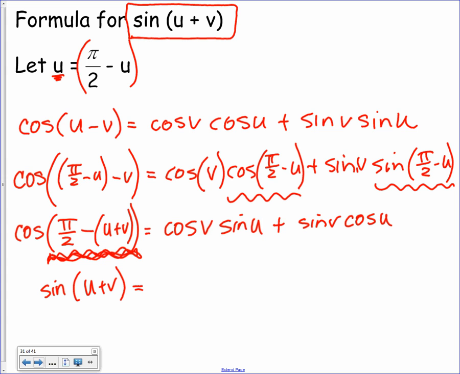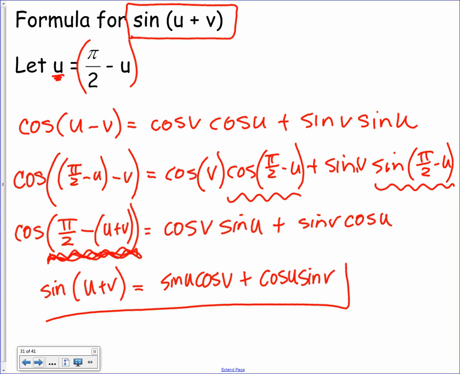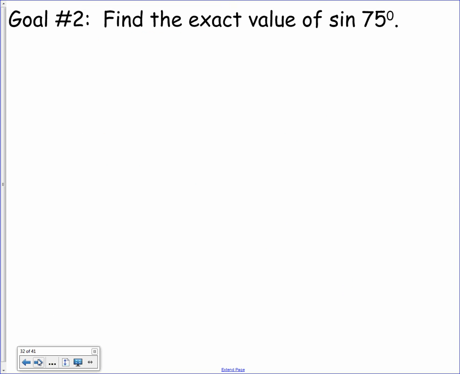And the way they write this one, this is the sum of angles for sine. I don't know why they put the sine first. So sine u cosine v plus cosine u sine v. I should say they don't put the sine first for no reason. They just put angle u first for whatever reason on that one. Okay? So if we go back to the goal, what's the sine of 75?